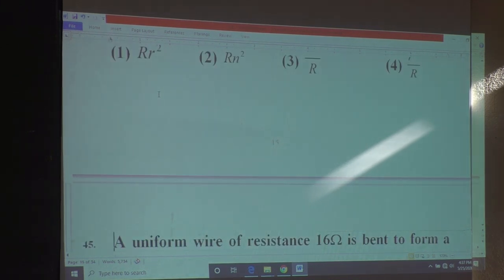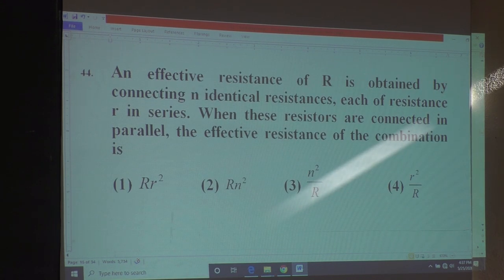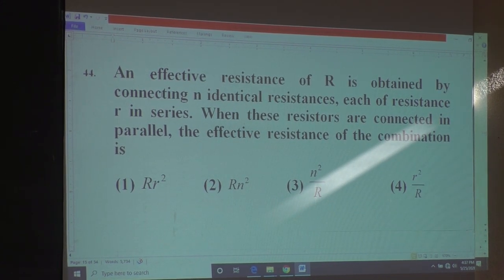Okay, then 44th one. An effective resistance R is obtained by connecting n identical resistances, each of resistance r, in series. When the resistances are connected in parallel, the effective resistance of the combination is. Of course, the problem is easy, but selecting options requires a little bit of work here. Now, what do they want here?